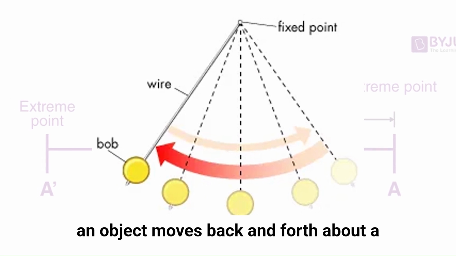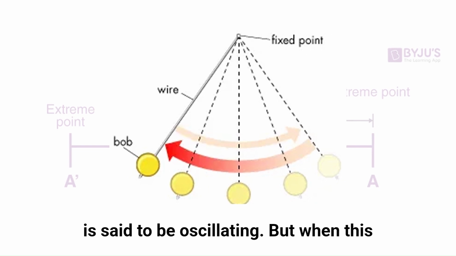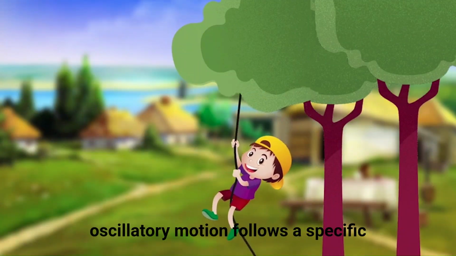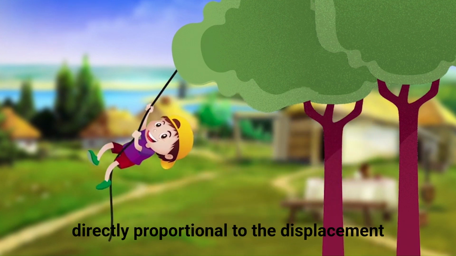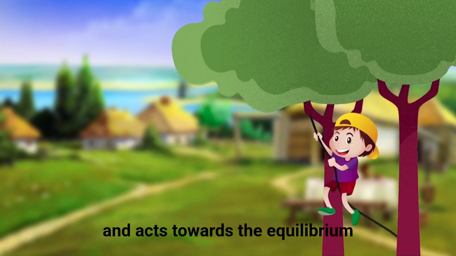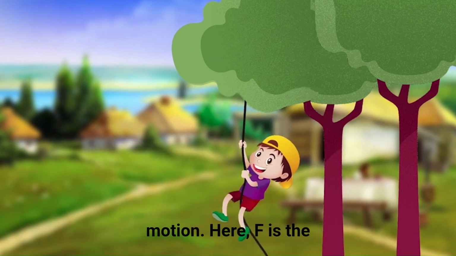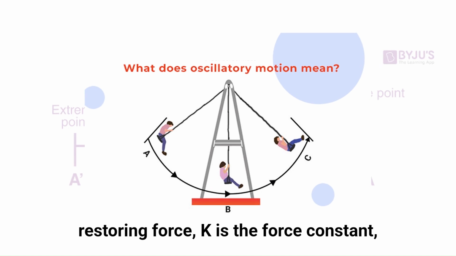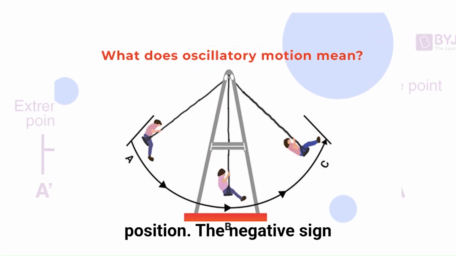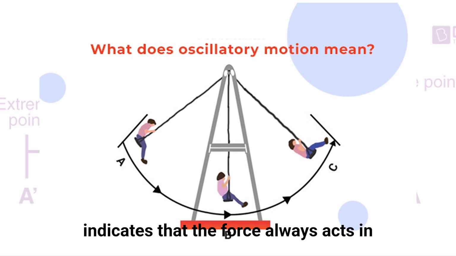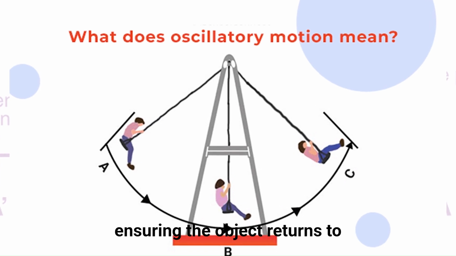When an object moves back and forth about a fixed position in a repetitive manner, it is said to be oscillating. But when this oscillatory motion follows a specific pattern where the restoring force is directly proportional to the displacement and acts towards the equilibrium position, it is termed simple harmonic motion. Here, F is the restoring force, k is the force constant, and x is the displacement from the mean position. The negative sign indicates that the force always acts in the direction opposite to displacement, ensuring the object returns to equilibrium.